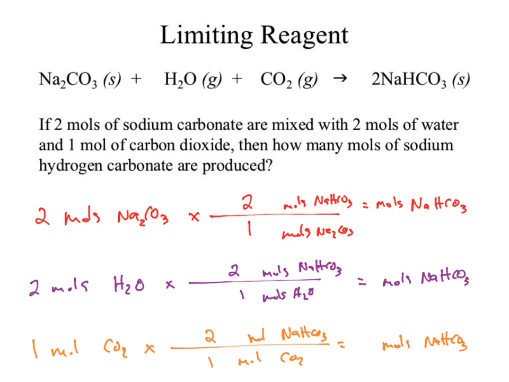Now we can compare 2, 4, and 4. So how much sodium hydrogen carbonate can I make? 2. Once I hit that 2 mark, I've run out of CO2. If I don't have any more CO2, I can't make any more sandwiches. No mustard, crap sandwich. No judgments. Okay?